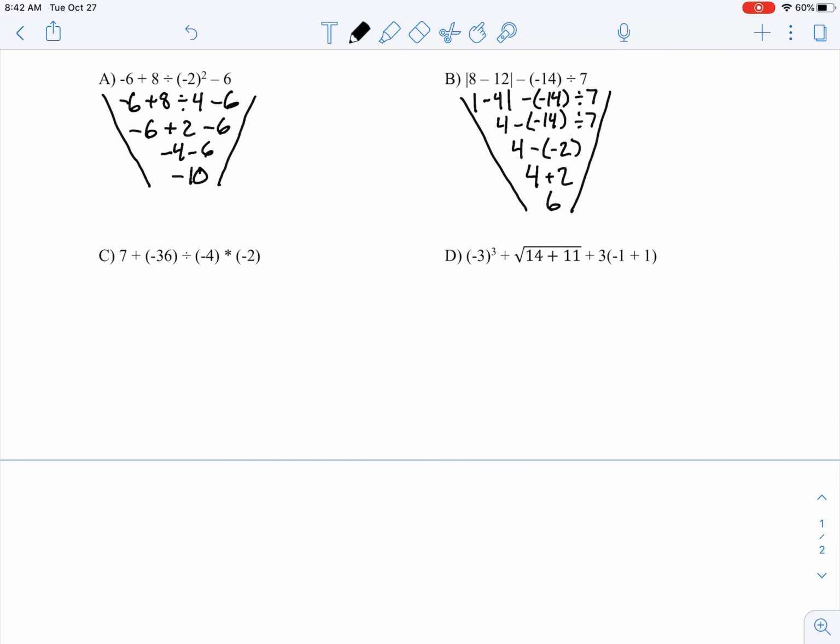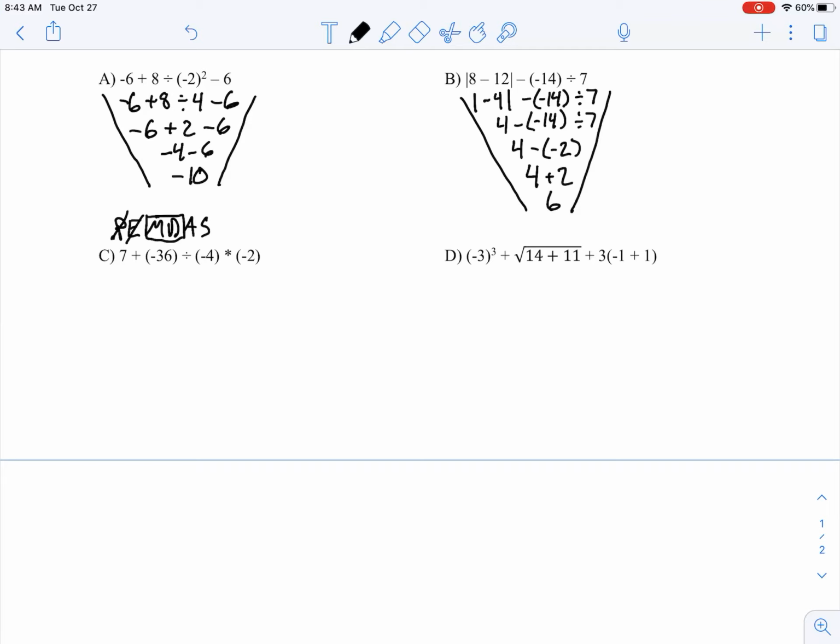Alrighty, now for our third one here. Let's see, so there's no operations inside of any grouping symbols, so we're good there. I don't see any exponents here. I like to write this down sometimes as I go as well, so I can check it off to make sure I don't forget it. So there's no grouping symbols, there's no exponents. Can I multiply or divide now? Well, let's take a look.